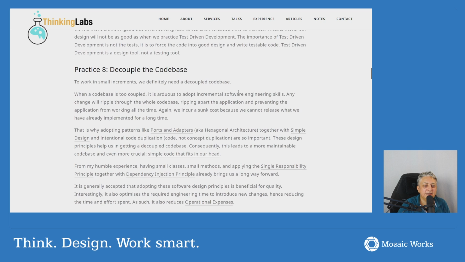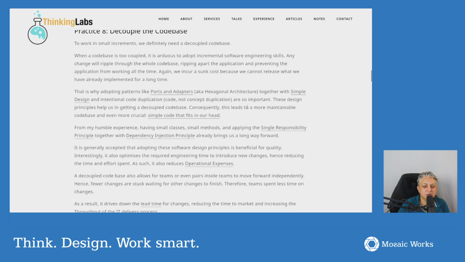Practice 8. Decouple the code base. To work in small increments, we definitely need a decoupled code base. When a code base is too coupled, it is arduous to adopt incremental software engineering skills. Any change will ripple through the whole code base, ripping apart the application, preventing the application from working all the time. Again, we incur sunk costs because we cannot release what we have already implemented for a long time.